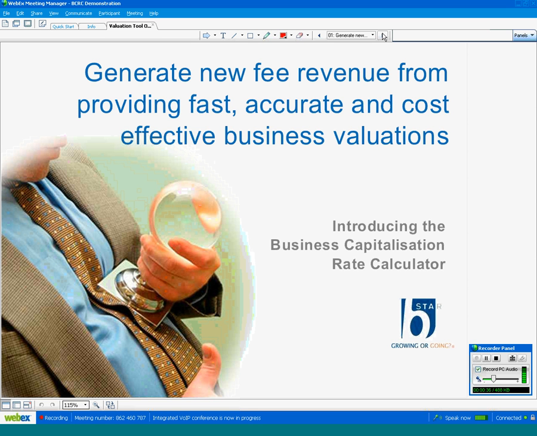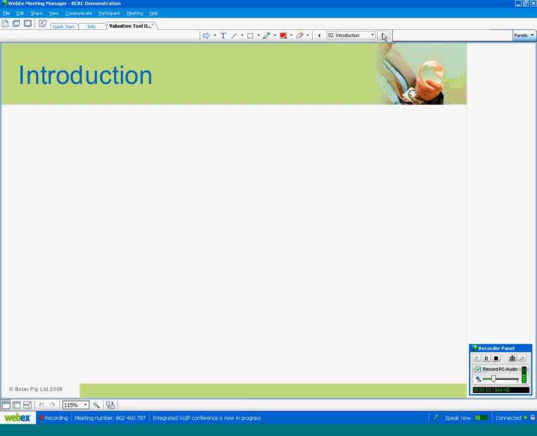The calculator has been created specifically for professional advisors to generate new fee revenue and grow their business profitability by providing structured, high-quality business valuation advice to existing and new clients. The calculator reduces the risk for BStar Alliance partners, the time and cost for their clients, and improves the accuracy by eliminating the need to estimate the profit multiplier.